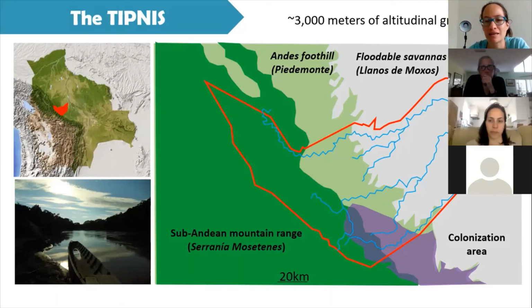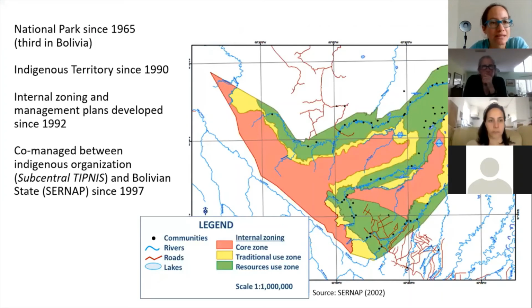And then it entered an interesting process of developing tools for environmental management, basically internal zoning and management plans that were first carried out by the indigenous organizations themselves with help from NGOs, and then since the late 1990s in co-administration with the state, because that's the period when Bolivia formed a national system of protected areas, and the service of protected areas was created. So for over 20 years, the area has been co-managed between indigenous people and the state.